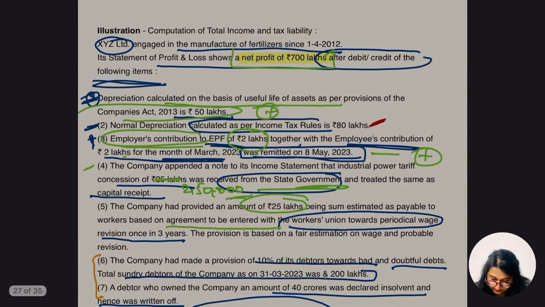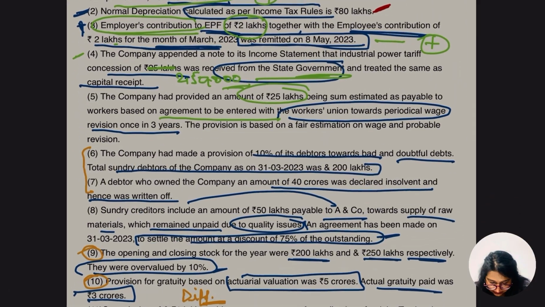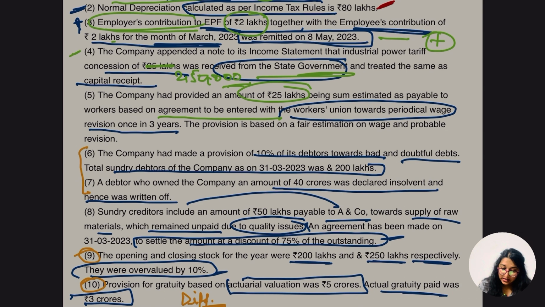Yes, so this point was clear. Let's go for the 6th point. Nothing is to be done here, right? So let me cross this. The company had made a provision of 10% of the debtor toward bad and doubtful debt. Total sundry debtor of the company is 200 lakh.